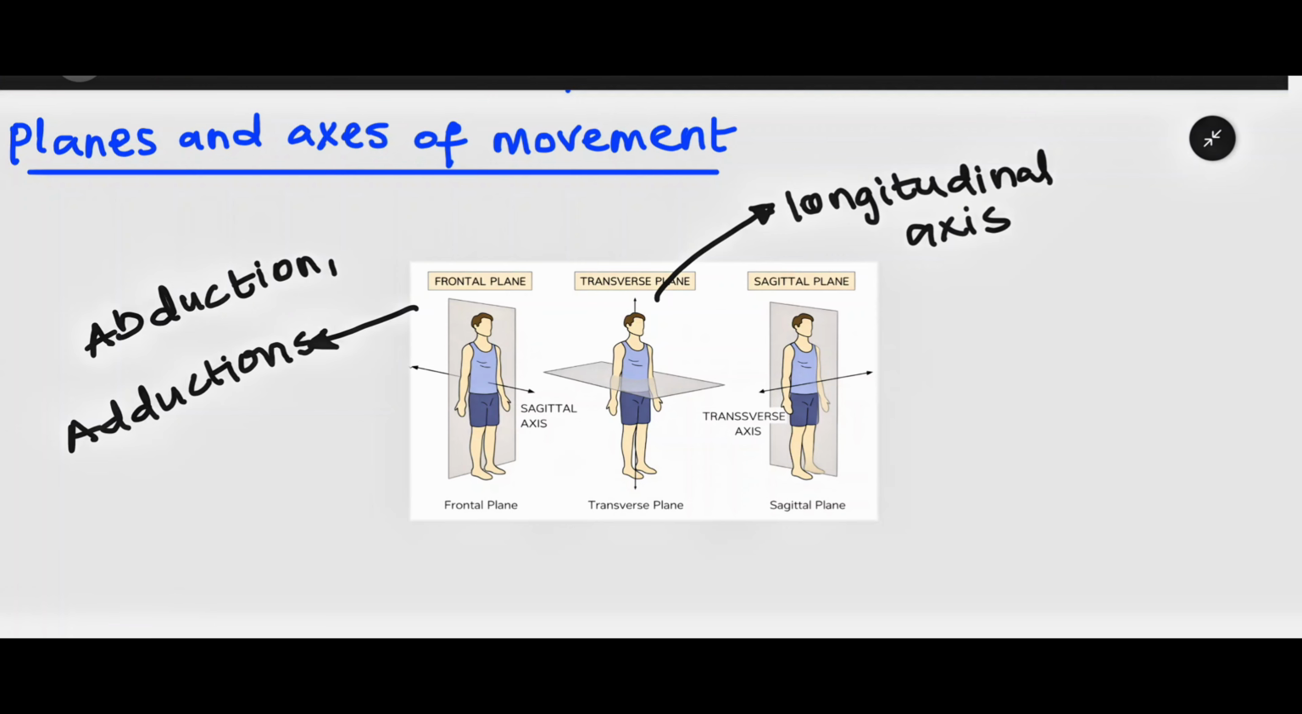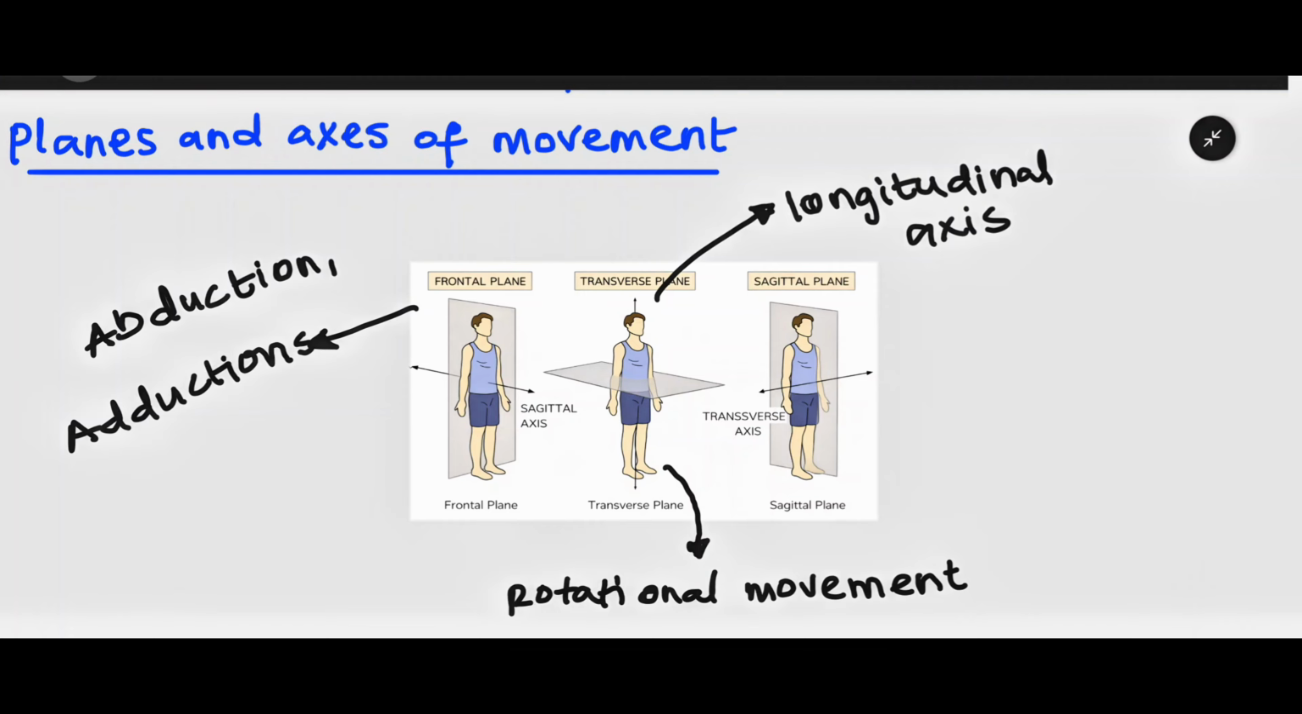The important thing to know about movements that happen in the transverse plane about the longitudinal axis is that those movements are rotational movements. It could be medial rotation or lateral rotation. We're going to look at the meaning of all these different types of movements later on in this video. But just think about any movement that has rotation in it. A dancer might do a pirouette spin or something like that. That's going to be happening in the transverse plane around the longitudinal axis.